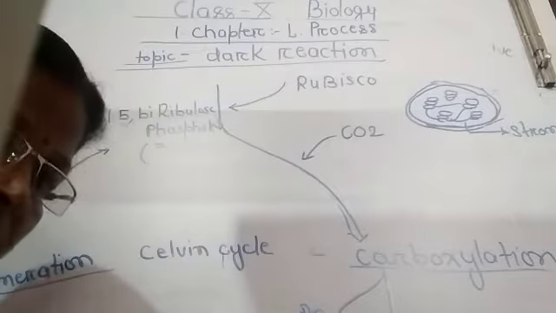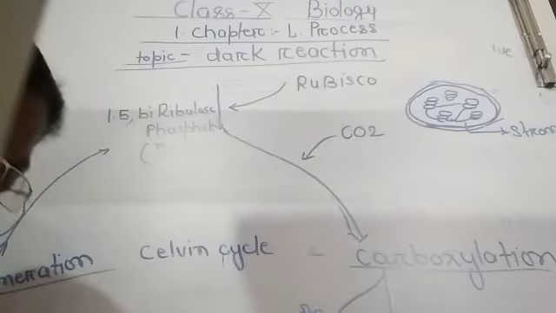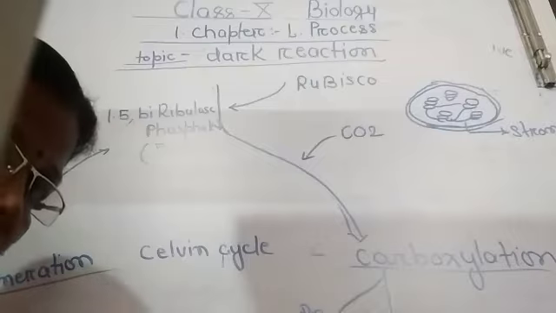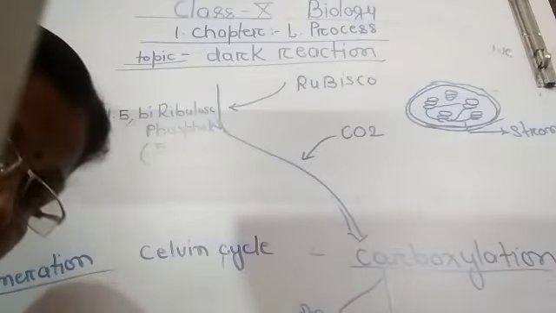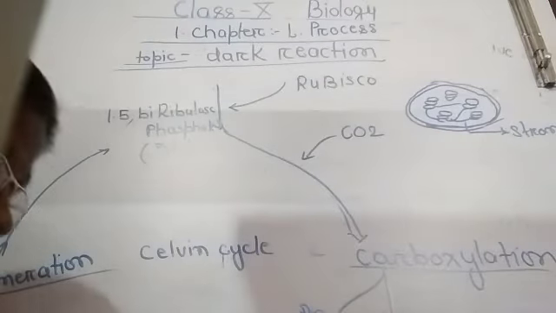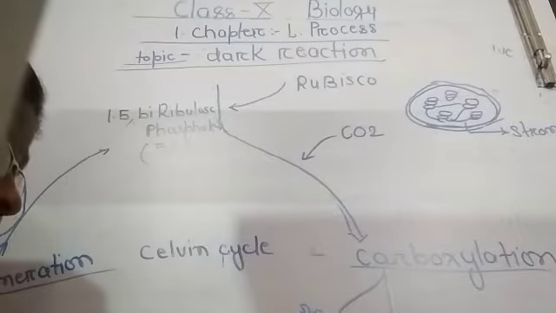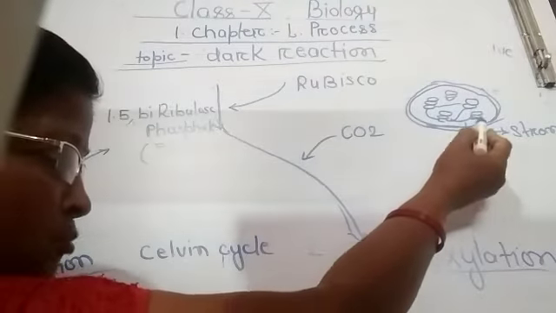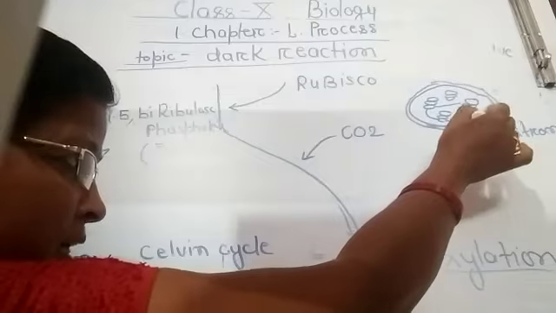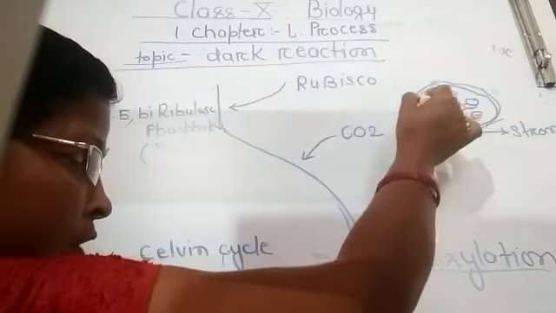Now we try the dark reaction. After the light reaction, we follow the dark reaction. As you know, the dark reaction is the second phase, which occurs in the stroma. Stroma is the space present in the double membrane structure of the chloroplast.